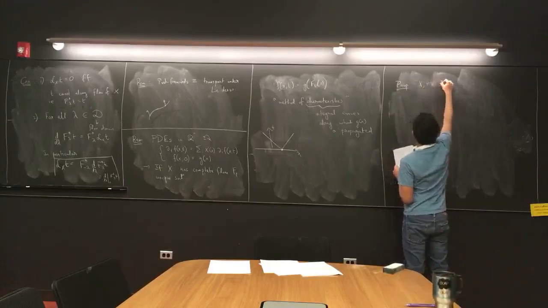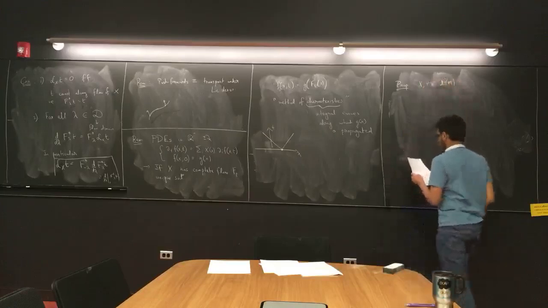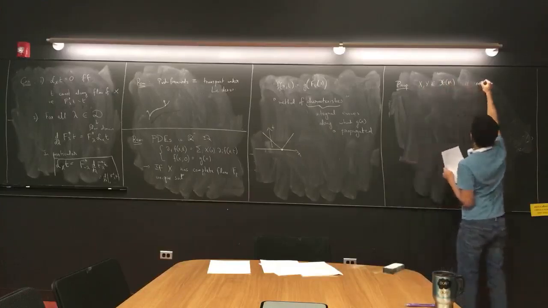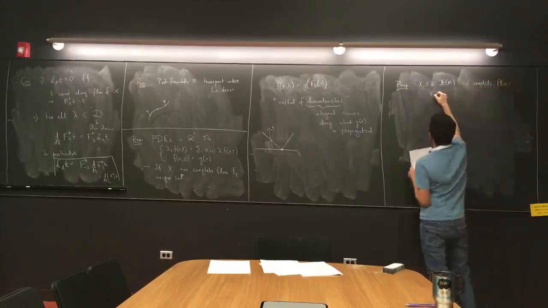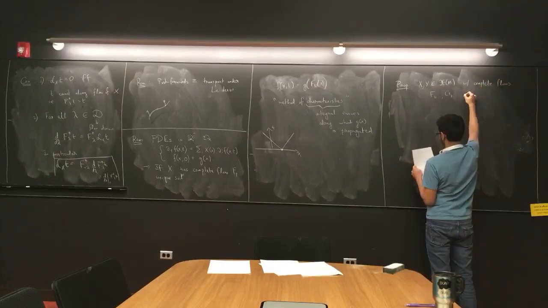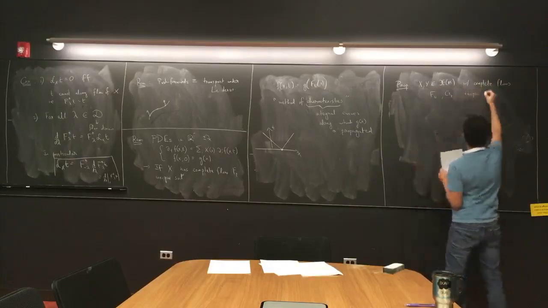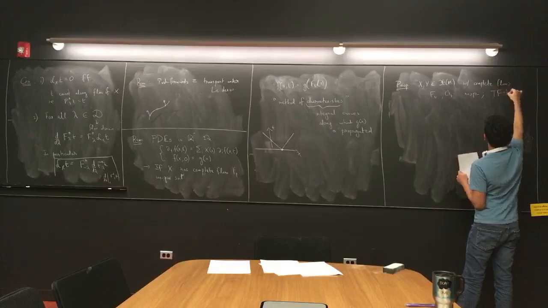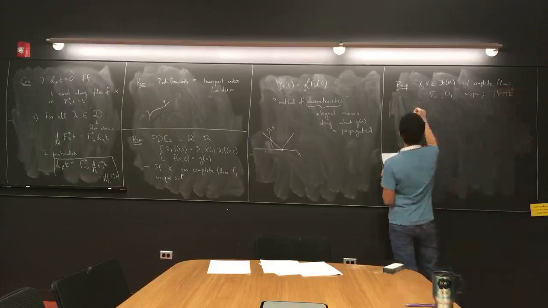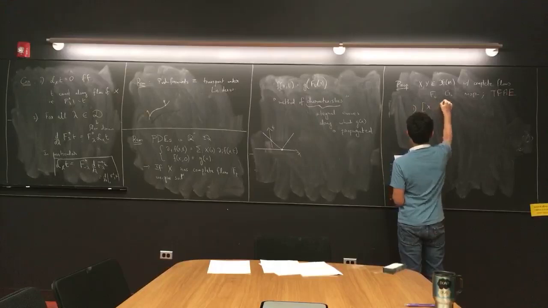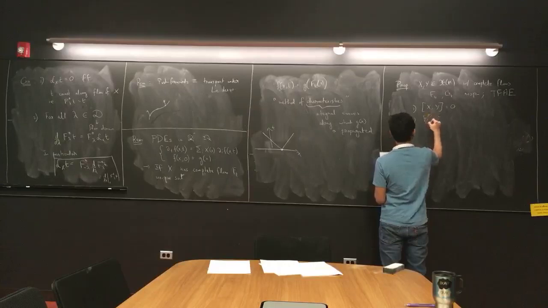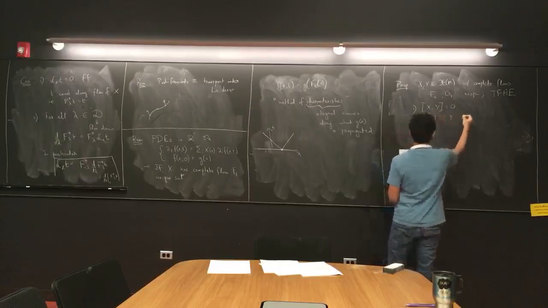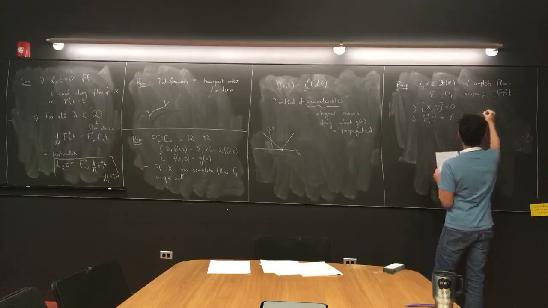Suppose X and Y are two vector fields on M with complete flows f_t and g_t respectively. And then the following are equivalent. Number one, X commutes with Y. Number two, f_t star Y is Y, or g_t star X is X.